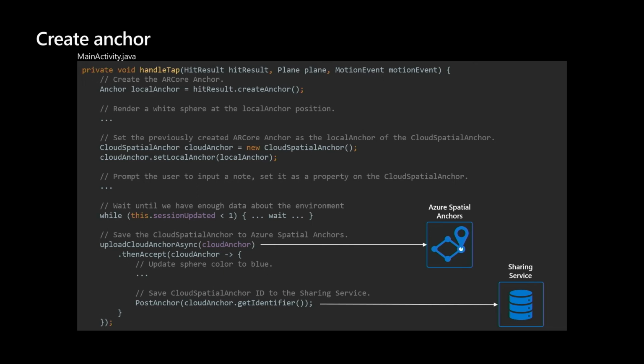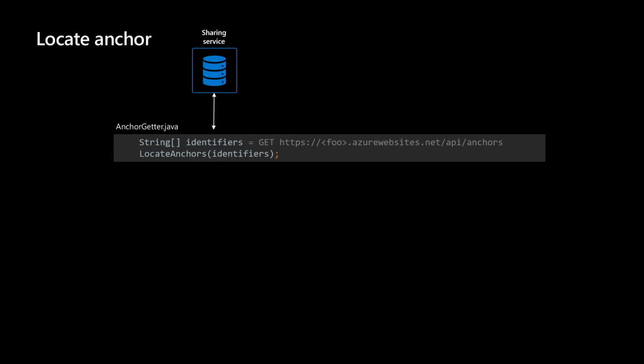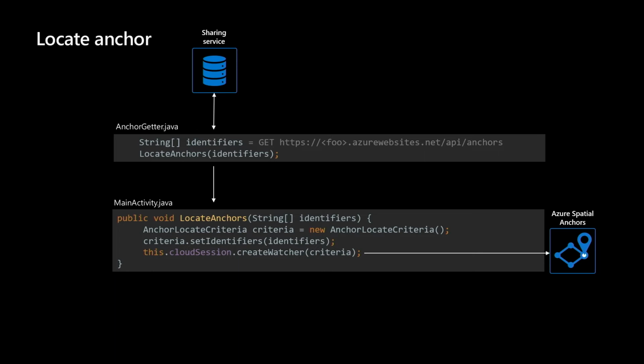On the other side of things, we're going to locate the anchor, and we're going to start from the sharing service. We're then going to do a get call, and we're going to get this list of identifiers. Like we talked about before, in this case, we're just using a key. You could use GPS or another way to filter down the anchors you're interested in. Once you have the anchor IDs you're interested in, you're going to create a watcher.